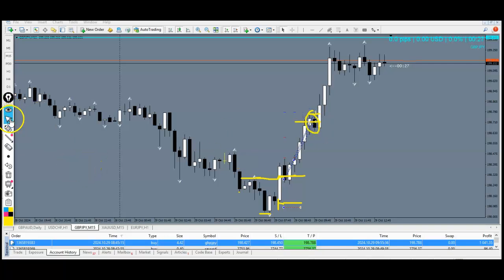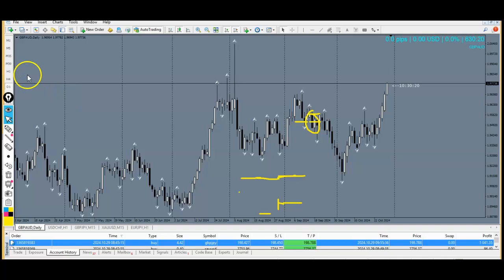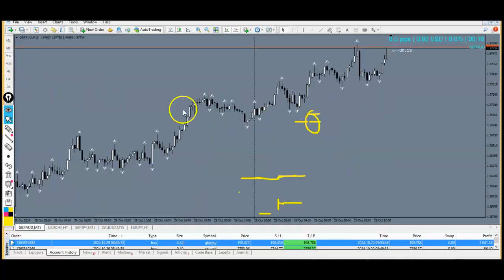I didn't take any trades today on the pound Aussie, because I was already up on the gold trade and the pound yen. I was already up like 20 something percent or so. So I just left it out. But it's the same thing too.